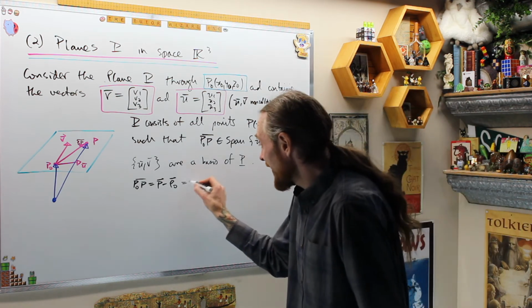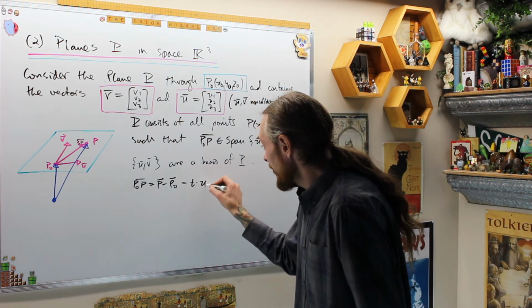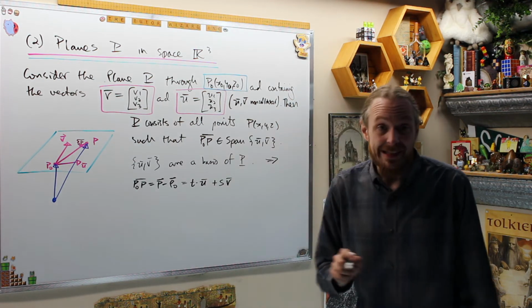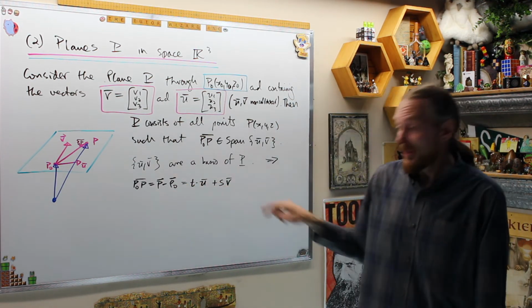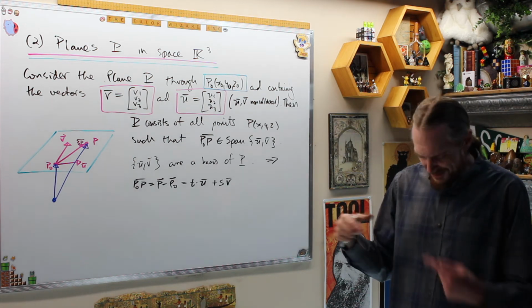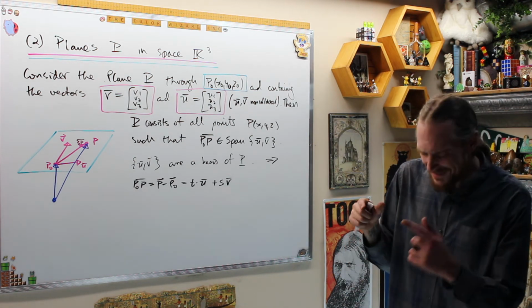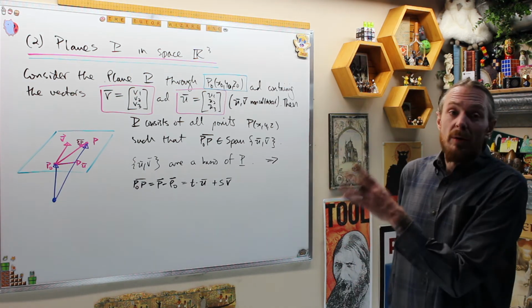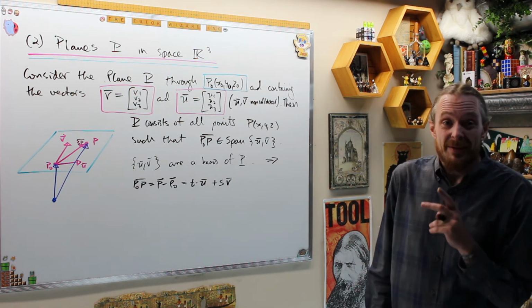So there must be some t such that we have t times u, plus some number s times v. And so this vector must be written this way. This is the vector form, but there are three slightly different forms we're going to get for a plane. Once we're in the 2-dimensional object, we're going to have three avatars, but those three avatars are going to be different.